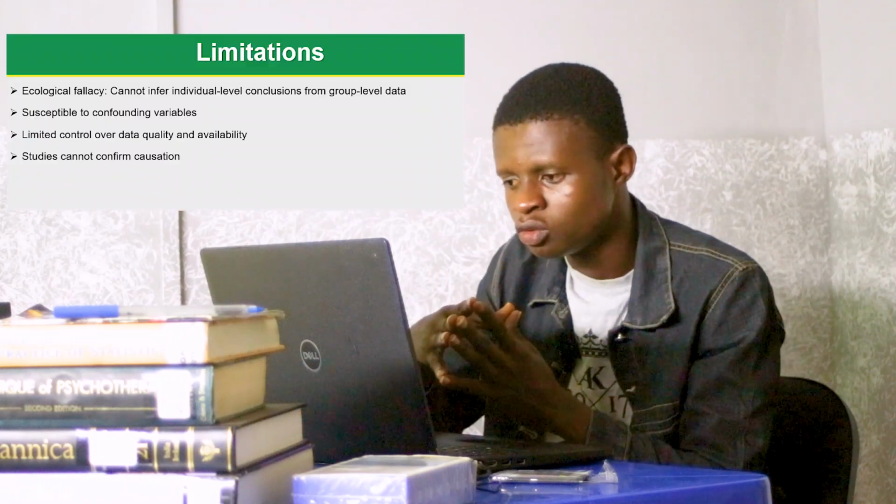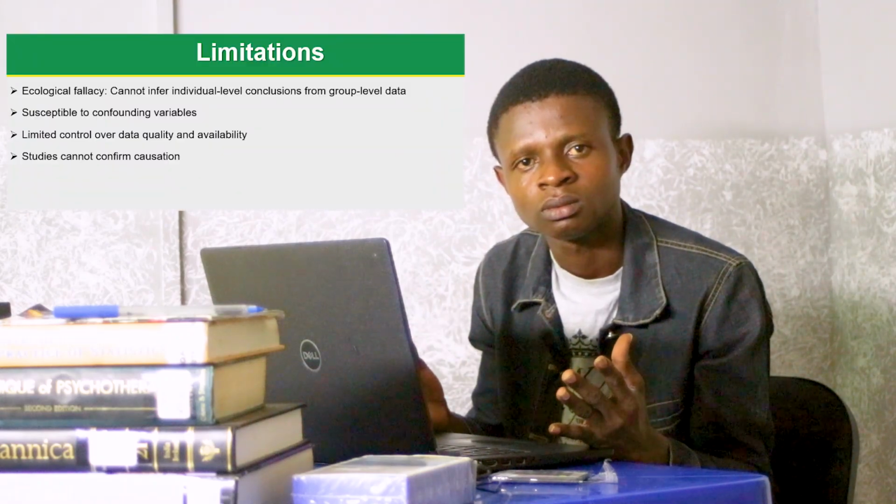And then it is susceptible to confounding variables. Because here you are taking data from different sources, tens of thousands. So it gives a chance for more confounding variables, like age difference. Some of the variables that you get at community A, you will not be able to get at community B. So all these things are confounding variables that will affect the study.